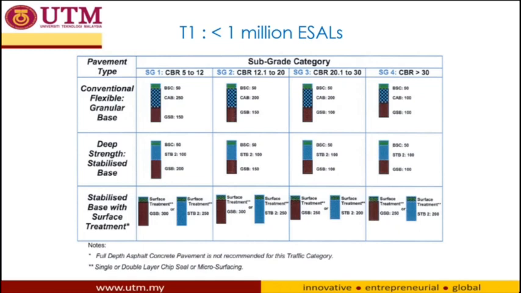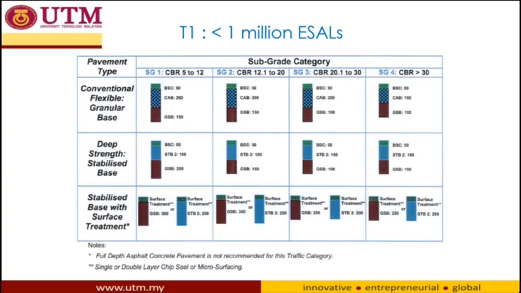This is the catalogue for T1, which refers to the traffic class that has less than 1 million ESAL for the design period. And then we can see here the pavement types, which consist of conventional flexible with granular base, deep strength with the stabilized base, and finally stabilized base with surface treatment. So in this case, there is no full depth asphalt because it's a low category of traffic. And next to it, we have subgrade categories SG1, SG2, SG3, and SG4.